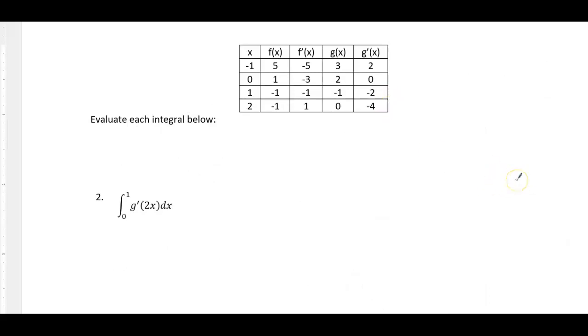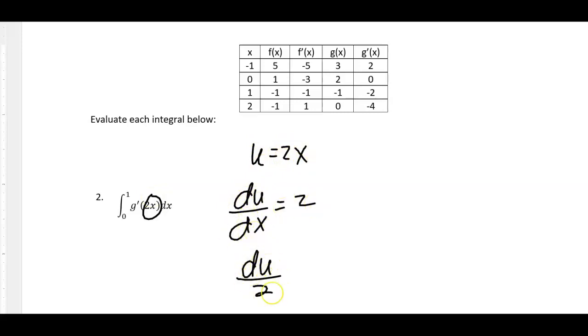All right, just another type of U substitution. So in this one, my U would be the 2x there. So the derivative of U with respect to x is 2. Getting the dx by itself, we have that.